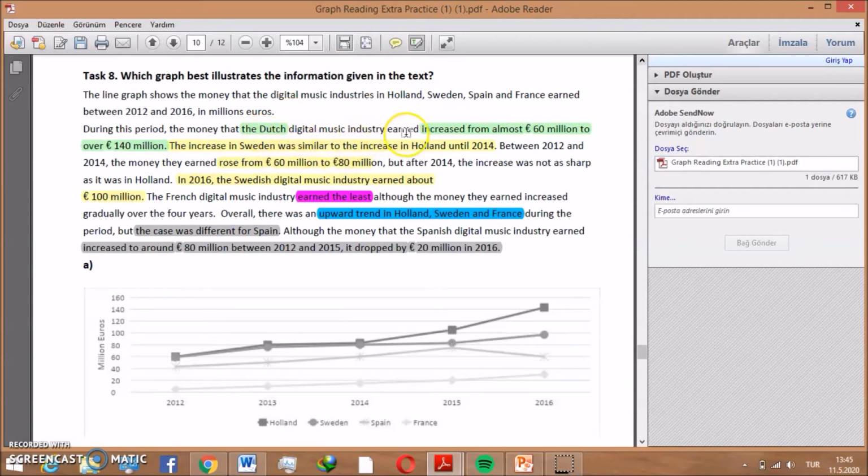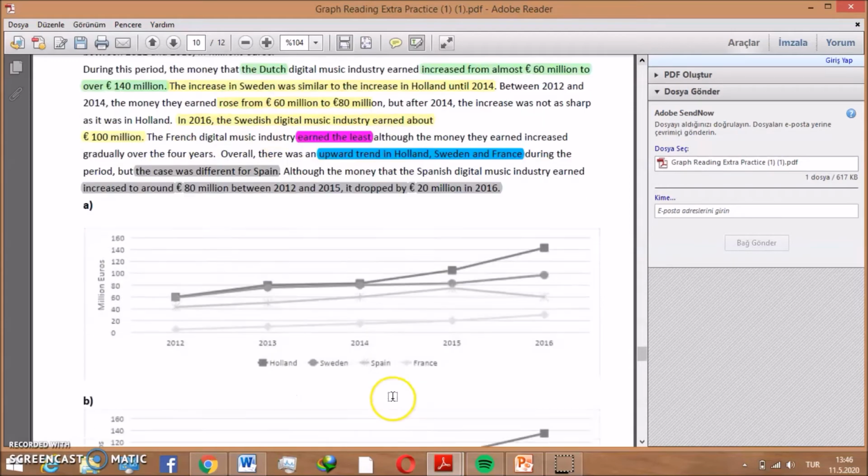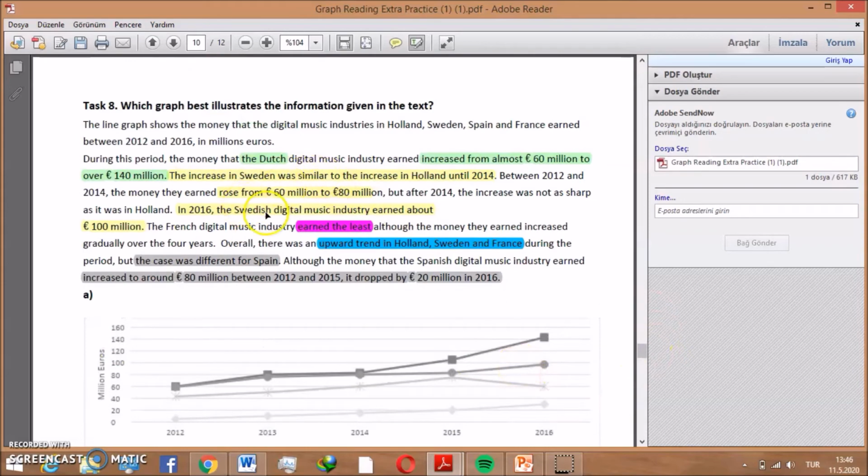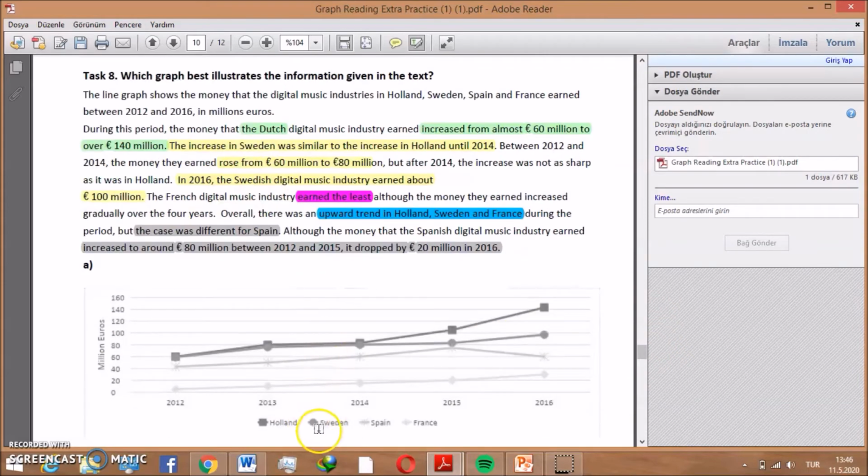The Dutch digital music industry earned increased from almost this million to over this million. So let's check. Holland is this one, and it is from 60 to over 140 million. Okay, that matches. The increase in Sweden, so Sweden is this, was similar to the increase in Holland. So you will see this structure a lot in line graphs. If it is similar, it means they go hand in hand, let's say, until 2014. So let's check. So they are really similar.